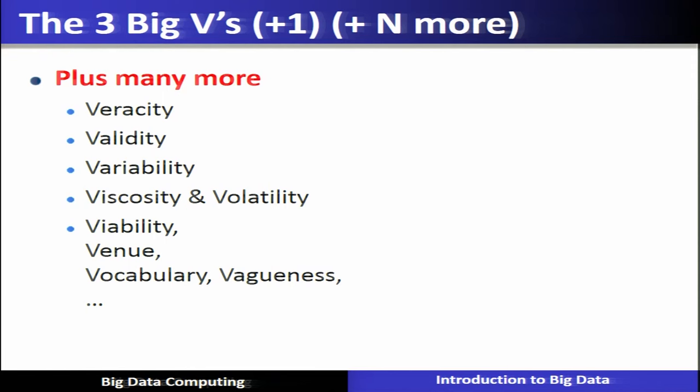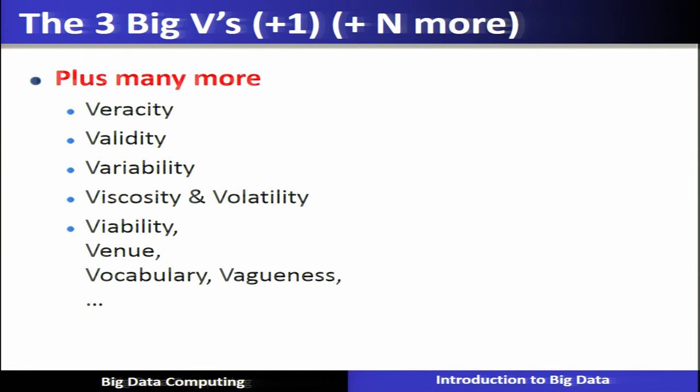And there are many more V's, such as validity, where the time of that particular data will indicate the validity, variability, viscosity, volatility, viability, venue, vocabulary, vagueness. All these add more V's. So it's not just three V's in big data, but n more V's.